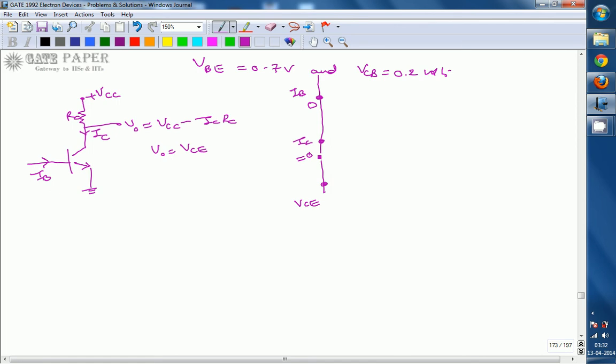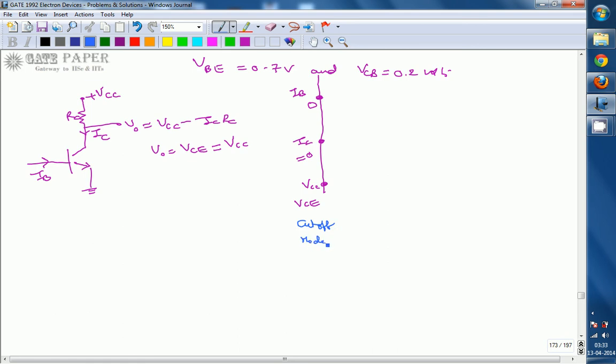IC equal to 0 in the V0 equation, VCC minus ICRC, gives VCE equal to VCC itself. The value present over here is VCC. You get the maximum output voltage whenever the base current is 0, and by that time the transistor will be in the off condition. So this mode is called cutoff mode, and this vertical line itself is called cutoff mode.